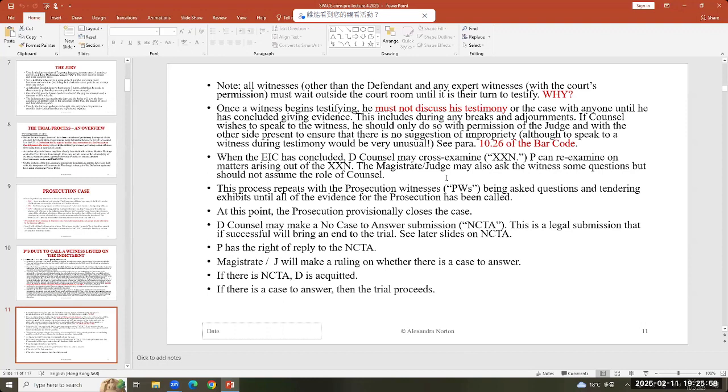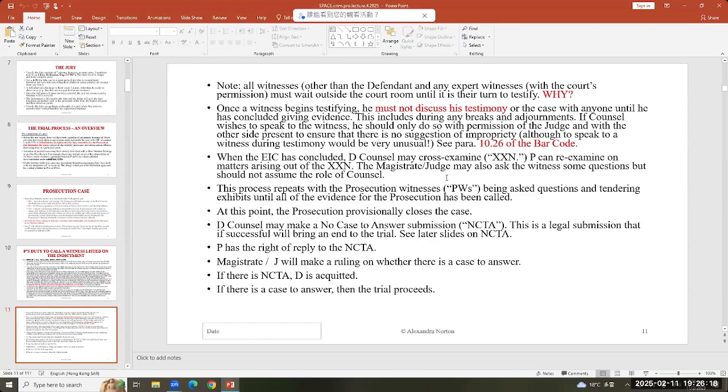So you can't deliberately decide not to ask a witness questions about a topic in examination in chief, hoping that you will have the opportunity to do it in re-examination. Because if defense counsel elects not to cross-examine the witness, then you're stuck. There can be no re-examination.